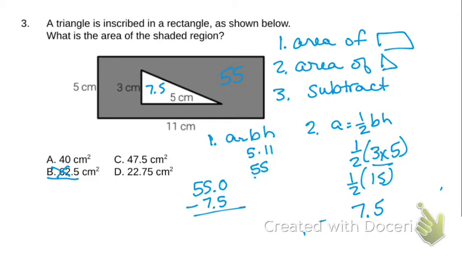Now, I cannot do 0 minus 5, so I'm going to borrow from that and make it a 4 and add 10 over here because now I have 10 minus 5. Oh, I can't do 4 minus 7 though, can I? So I'm going to borrow from here and make it a 4 on this side and make that a 14. 14 minus 7 is 7. 4 minus 0 is 4. So I have 47.5. And that's C.